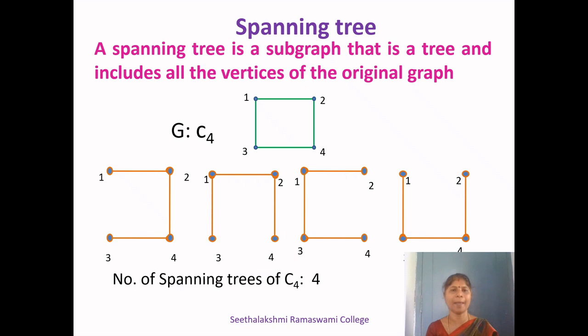Spanning tree. A spanning tree is a subgraph that is a tree and includes all the vertices of the original graph. Here we take C4. C4 is a connected graph with 4 vertices and 4 edges. Given below are the 4 spanning trees of C4. Therefore, the number of spanning trees of C4 is equal to 4.